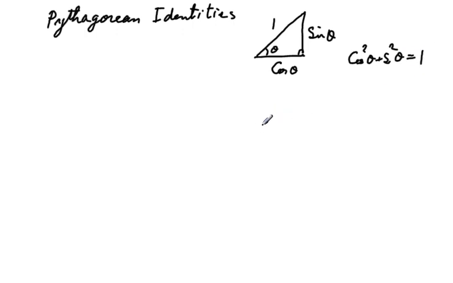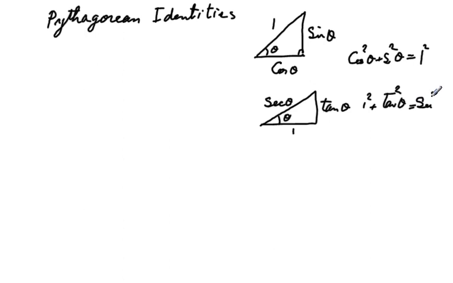Then we had the other two versions, which was if this is theta and this is 1, this becomes tangent, because the ratio of opposite to adjacent has to be tangent. And then the hypotenuse turned out to be what? Secant theta. So we had 1 squared plus tan squared is the square of the hypotenuse, which is secant squared.